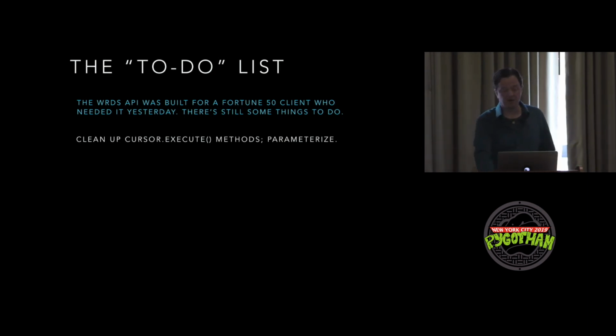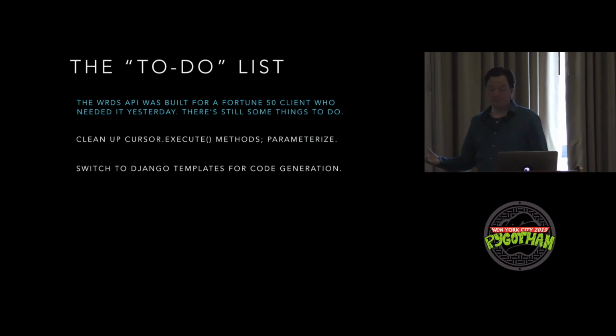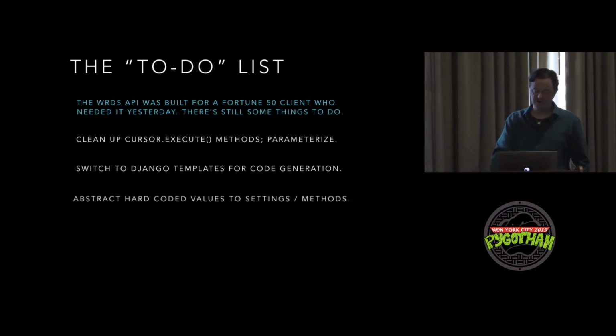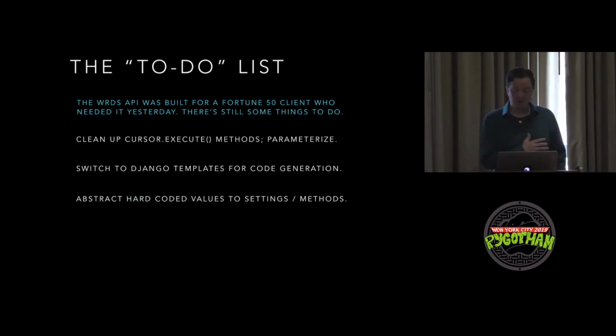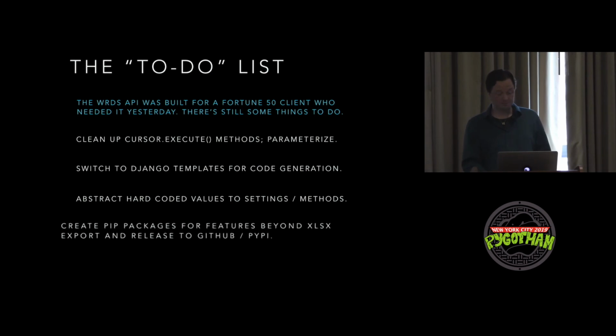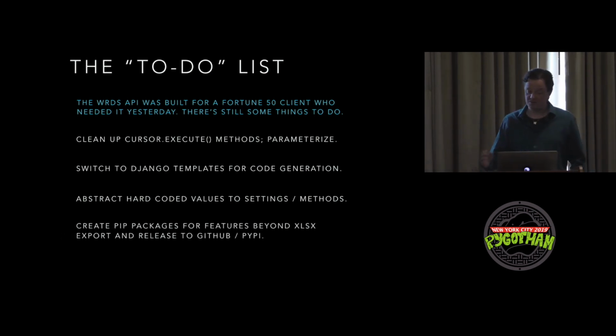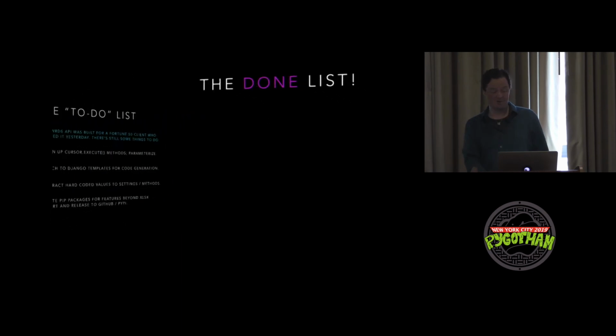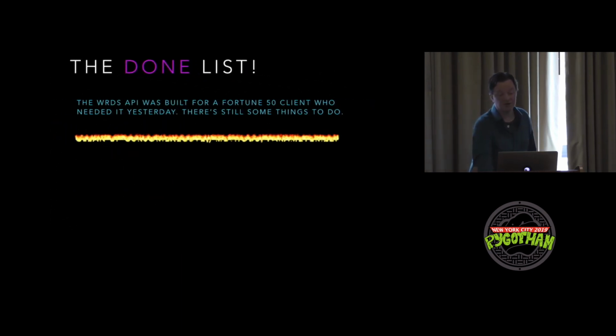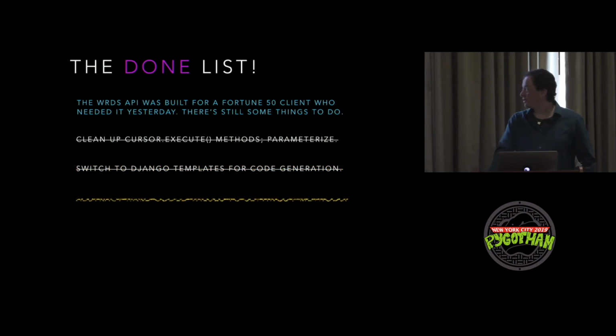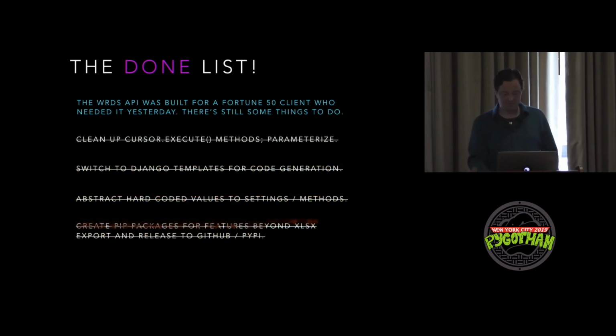But there were a bunch of things still on our to-do list, like cleaning up the cursor.execute methods and properly parameterizing, and switching to Django templates for code generation instead of using a whole lot of .format commands. This was before we had adopted f-strings in Python 3.6. We wanted to abstract the hard-coded values for our specific system to settings and methods. And we wanted to create pip packages for the features beyond the XLS export and release it to GitHub and PyPI. And I can now say that this is our done list. We have managed to knock all these out and release it.